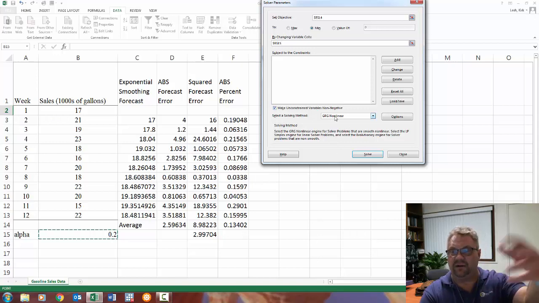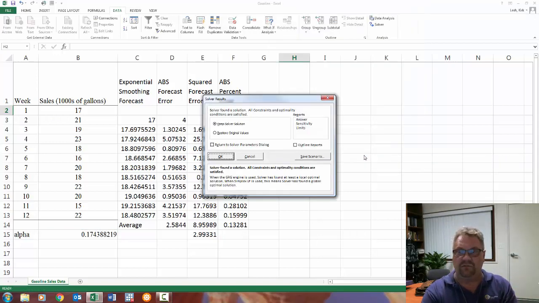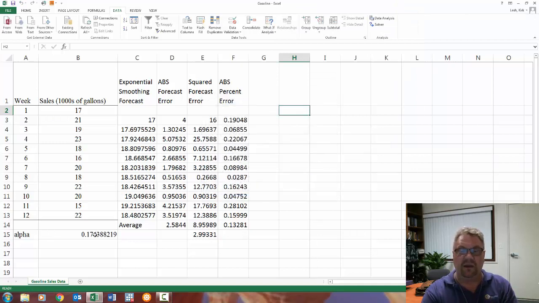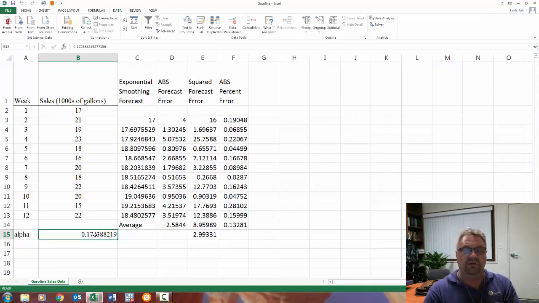Check the non-negativity, non-linear. This is a non-linear program. Hit solve, hit OK, and voila. Here is the alpha that minimizes the average of my squared forecast error. All right? So this is one of the reasons that I do happen to like the exponential smoothing, because we have a very nice way of calculating the alpha that minimizes one of your forecast errors, right?